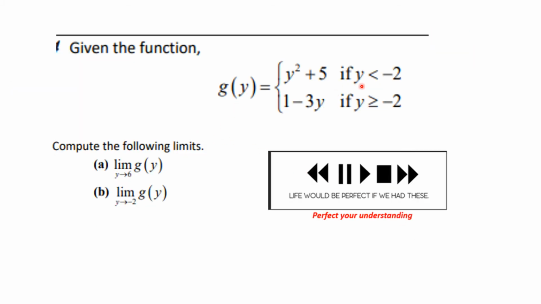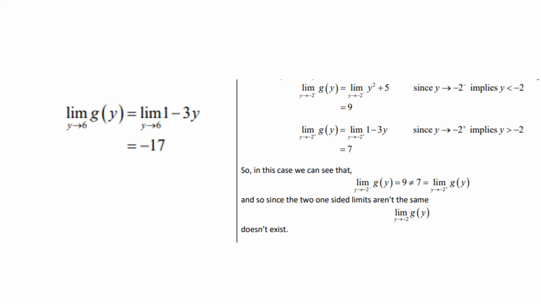Given this function, it's a piecewise continuous function, you find these limits. The limit as y tends to 6, and the limit as y tends to minus 2 of g of y. You know what to do. Let's see how you did. Okay, so the limit as y tends to 6. We're going to use this part of the definition, and that's to just plug it in, giving minus 17.